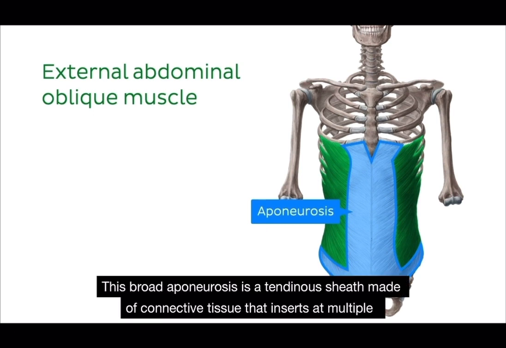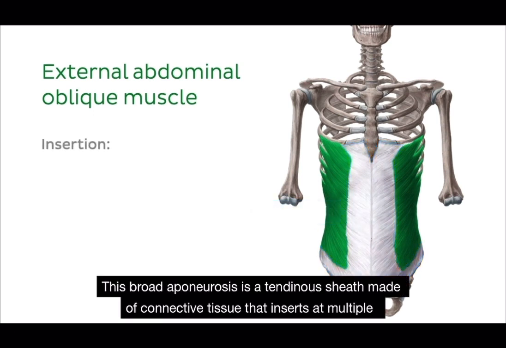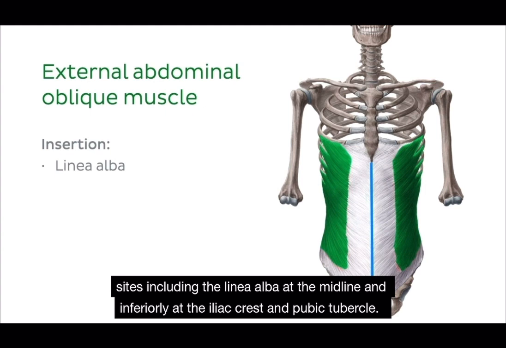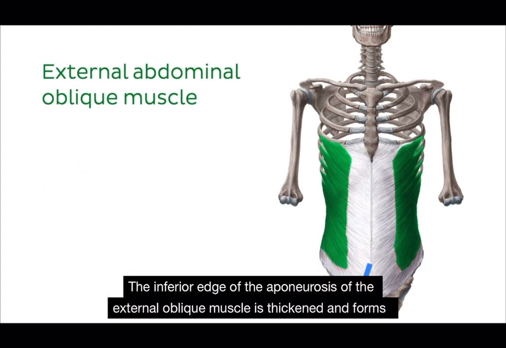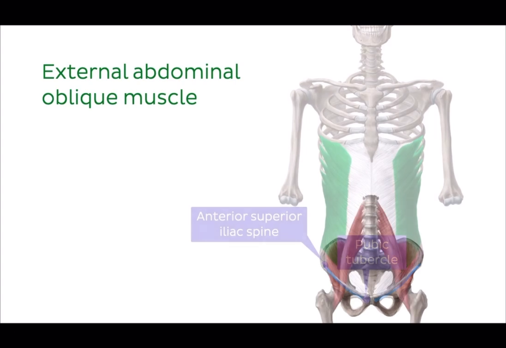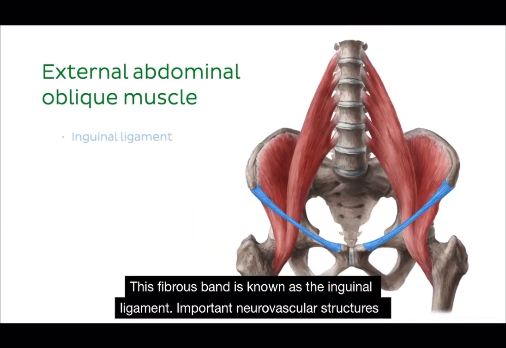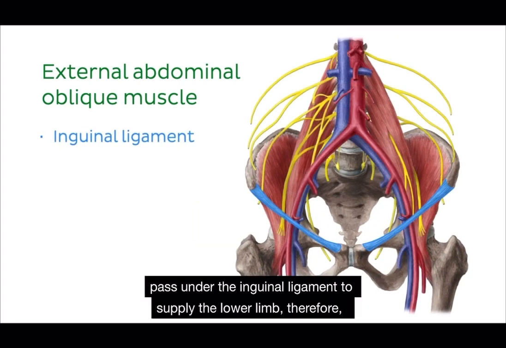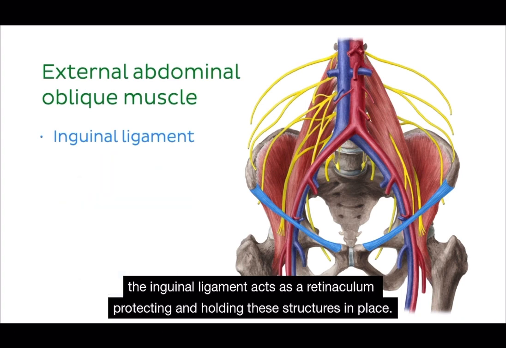This broad aponeurosis is a tendinous sheath made of connective tissue that inserts at multiple sites, including the linea alba at the midline and inferiorly at the iliac crest and pubic tubercle. The inferior edge of the aponeurosis of the external oblique muscle is thickened and forms a fibrous band which extends from the anterior superior iliac spine to the pubic tubercle. This fibrous band is known as the inguinal ligament. Important neurovascular structures pass under the inguinal ligament to supply the lower limb. Therefore, the inguinal ligament acts as a retinaculum, protecting and holding these structures in place.